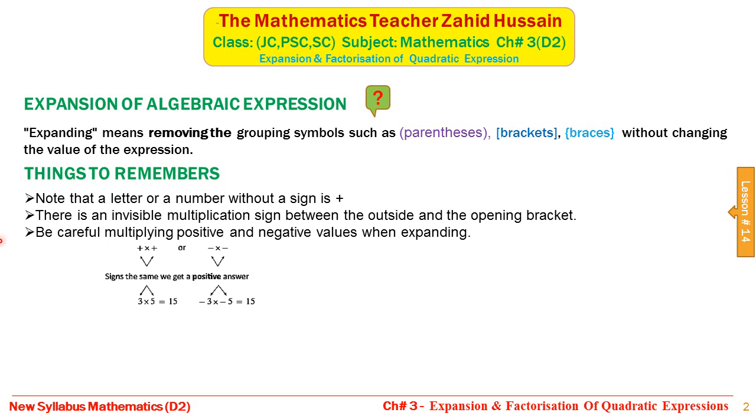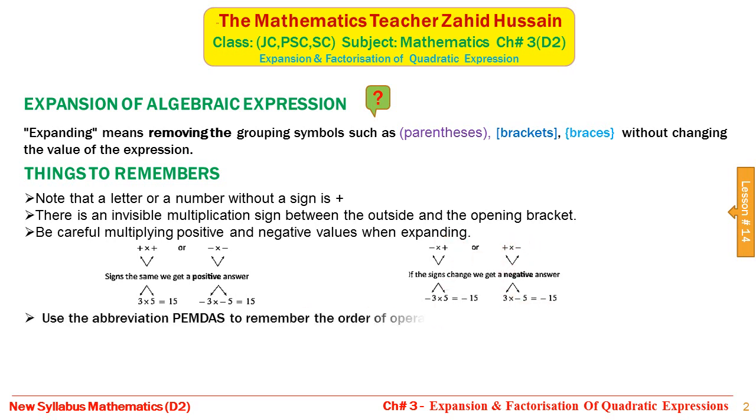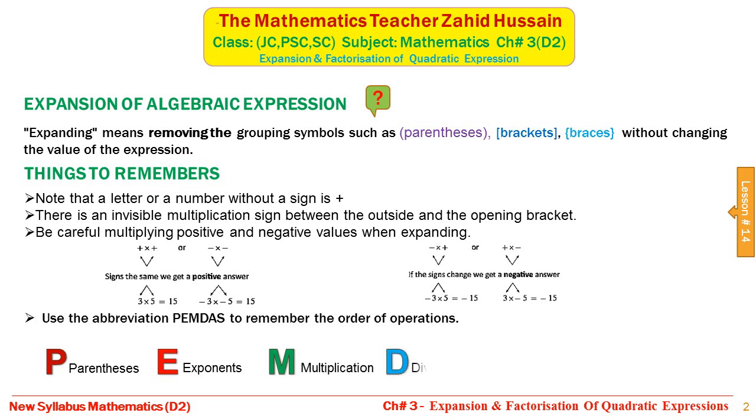This is important: when we multiply two numbers with the same signs, both positive or both negative, its answer is always positive. And when we multiply two numbers with different signs, one is negative and other is positive, the answer is always negative. And we also studied the order of operations, PMDAS rules.